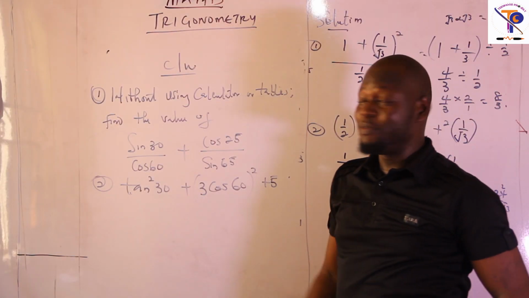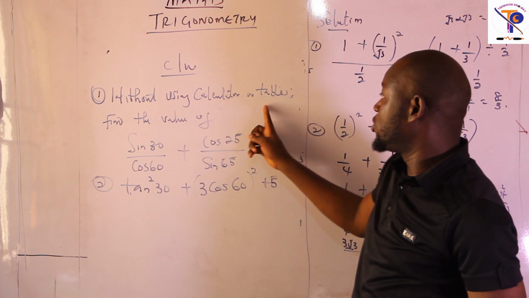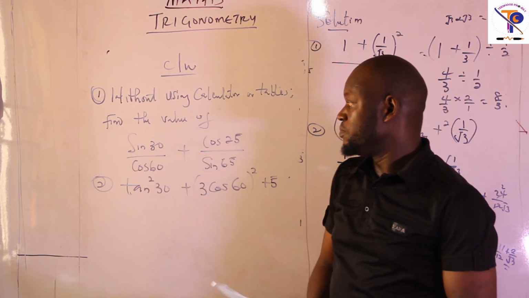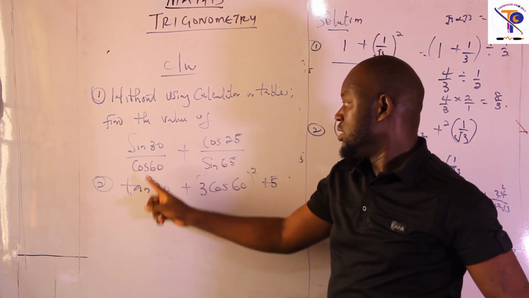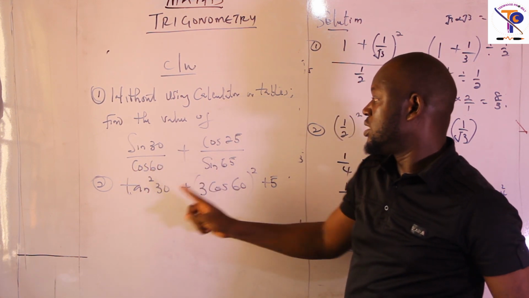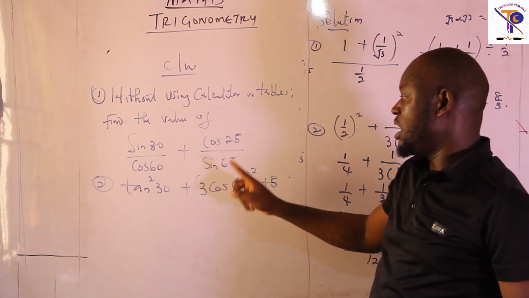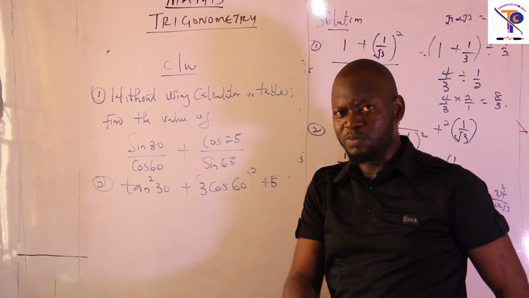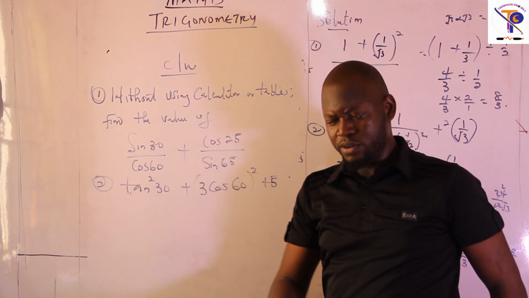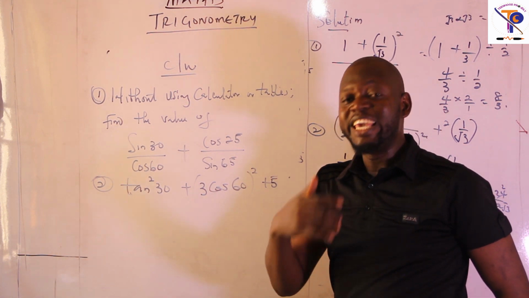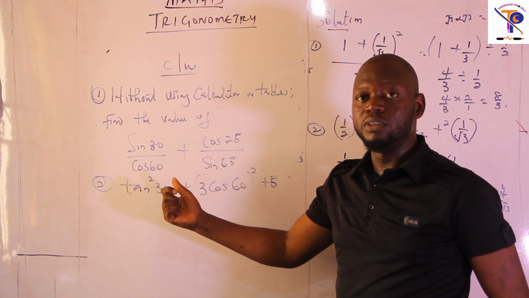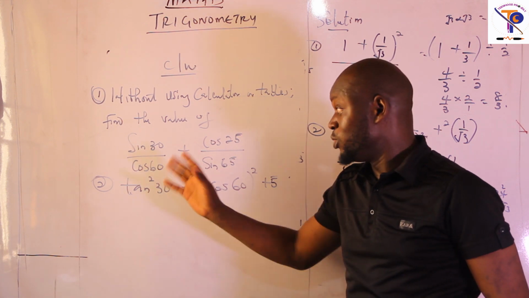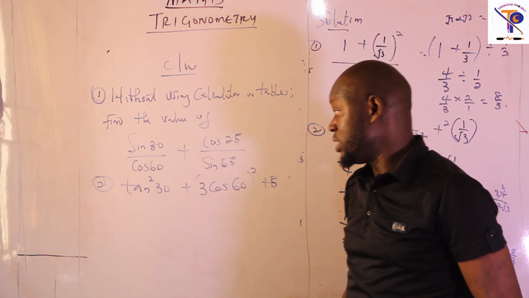All right, this is your assignment. Listen, without using calculator or tables, find the values of this. So we have sine 30 cos 60 plus cos 25 sine 65. If you are smart, actually, well, I know you are smart. If you have been following the series, you will know this answer directly without calculating it.